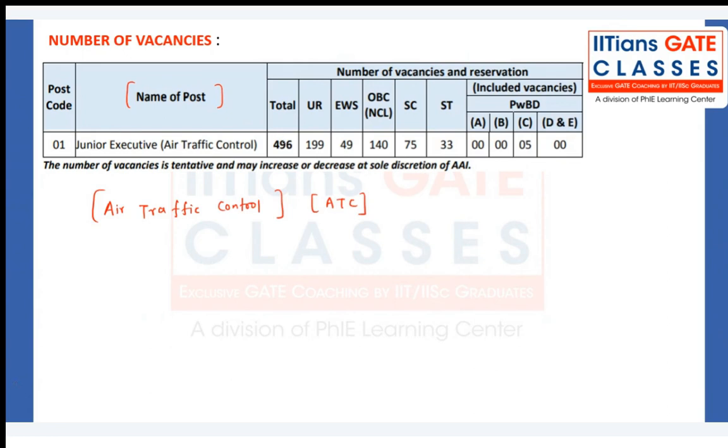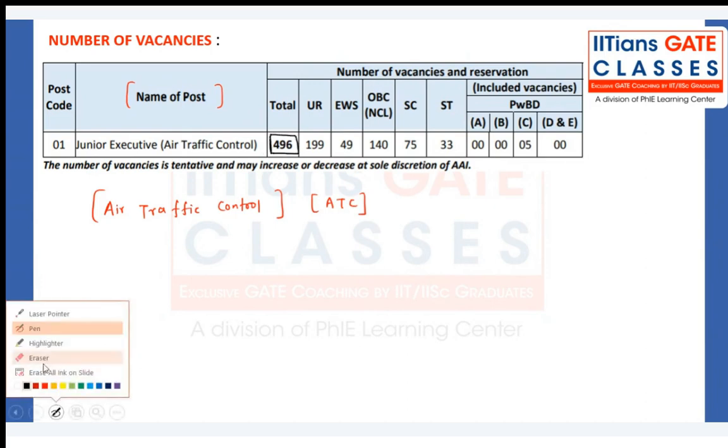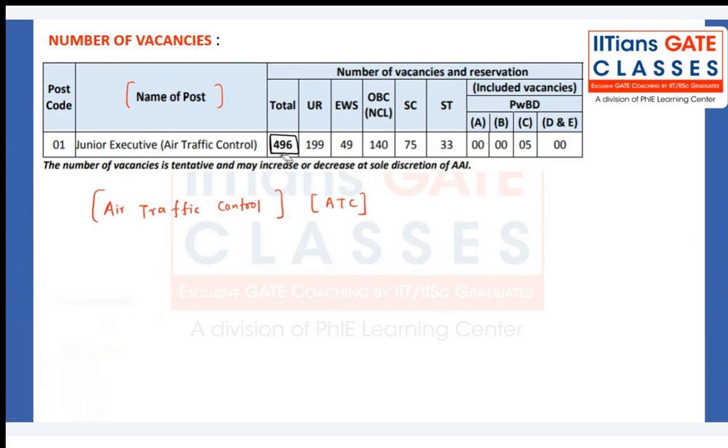Now, what is the total number of vacancies? 496, guys. That's the highest vacancy we can say. In recent years, we have not seen this many vacancies. Around 400 vacancies we saw last year, but this time they have released the notification for 496 vacancies. In that 496, the number of vacancies for unreserved is 199. Then the number of vacancies for EWS is 49. Then for OBC 140, SC 75, and ST is 33, right?